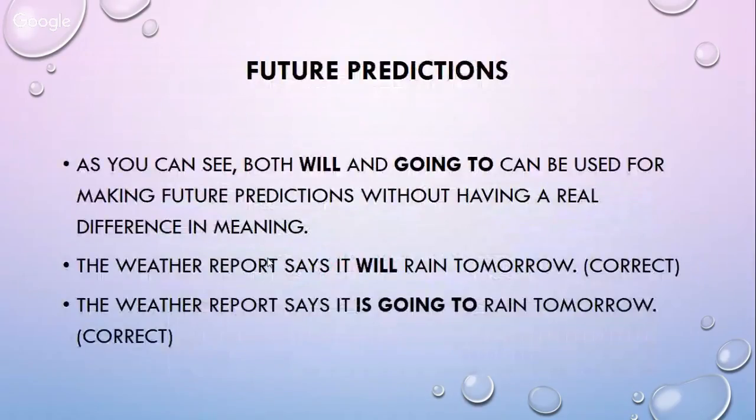Now, future predictions. As you can see, both will and going to can be used for making future predictions without having a real difference in meaning. The weather report, for example, says it will rain tomorrow. That is a correct way to say it. Also, we can say the weather report says it is going to rain tomorrow. Now, this is for future predictions.